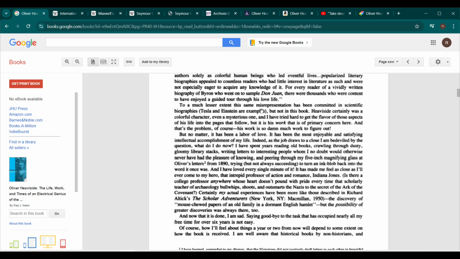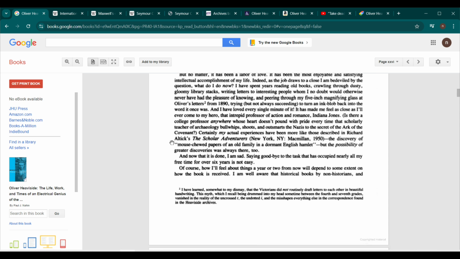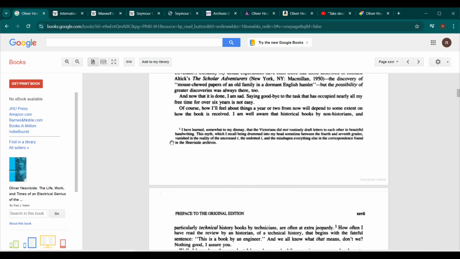And to a much lesser extent, the same misrepresentation has been committed in scientific biographies. Tesla and Einstein are examples, but not in this book. Heaviside certainly was a colorful character, even a mysterious one, and I have tried to get the flavor of those aspects of his life into the pages that follow, but it is his work that is of primary concern here. And that's the problem, of course. His work is so damn much work to figure out. But no matter, it has been a labor of love, etc.